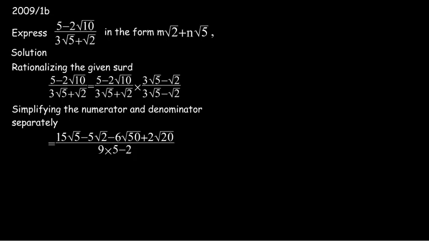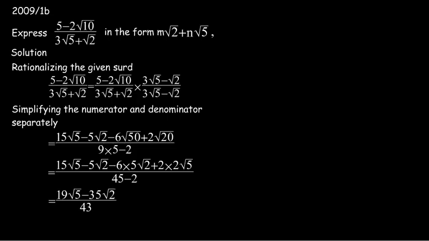minus 2, which will be equal to (15√5 − 5√2 − 6 × 5√2 + 2 × 2√5) divided by (45 − 2), which will be equal to (19√5 − 35√2)/43. Splitting it into two fractions, it will be equal to −(35/43)√2 + (19/43)√5. So we have successfully represented the surd in the form m√2 + n√5.